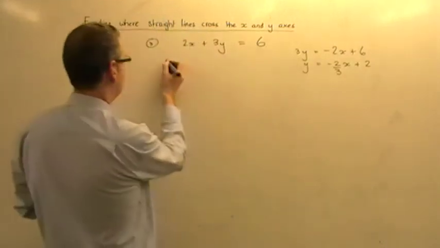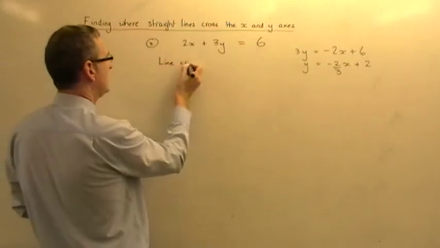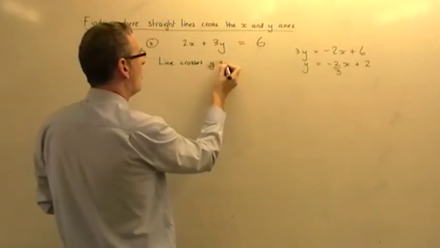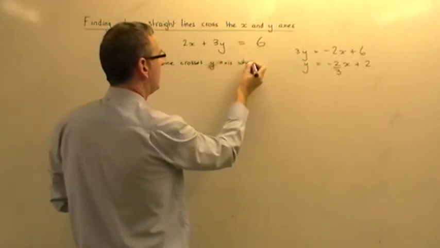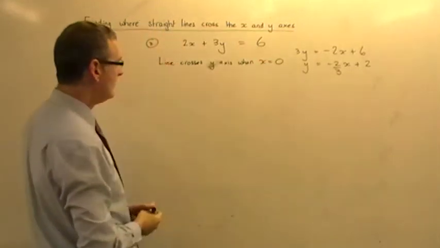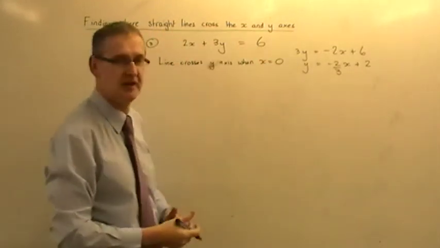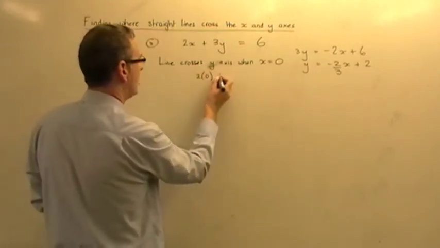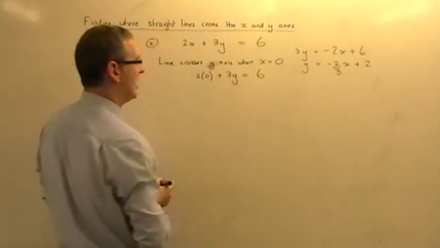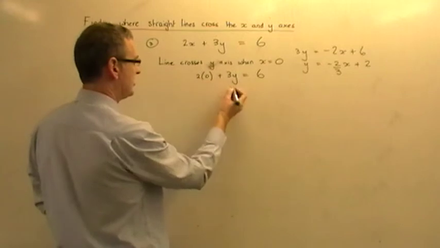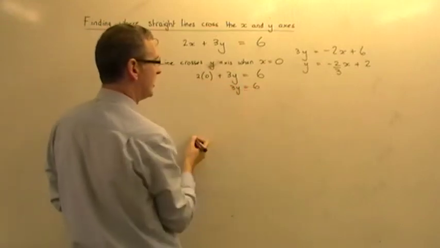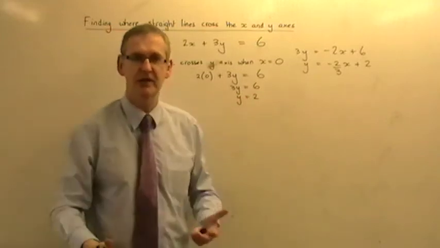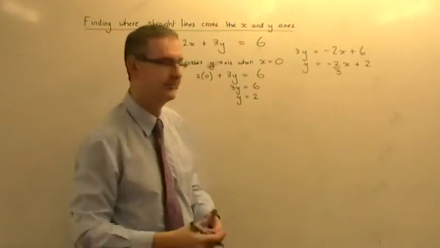So if I look at this, I'm going to say straight away, line crosses the y-axis, I'll do y-axis to be consistent, when x is nothing. So what you do is you take the equation and everywhere you see an x you change it to nothing. So you get on the left 2 nothings plus 3 y's are equal to 6. 2 nothings are nothing, so you end up with 3 y's are equal to 6. Divide both sides by 3, you get y equals 2. So straight away I can see it crosses the y-axis at 2.